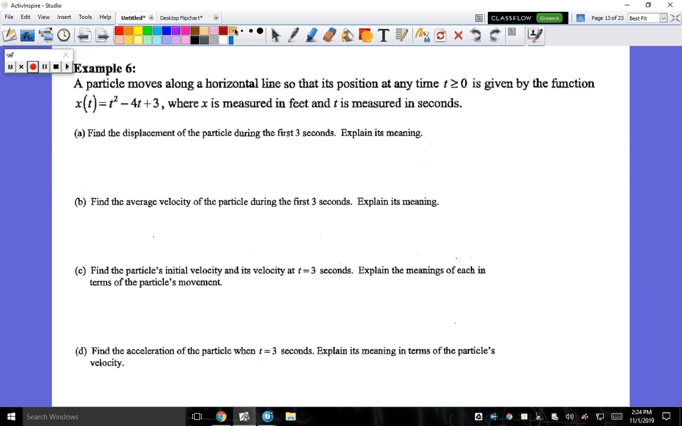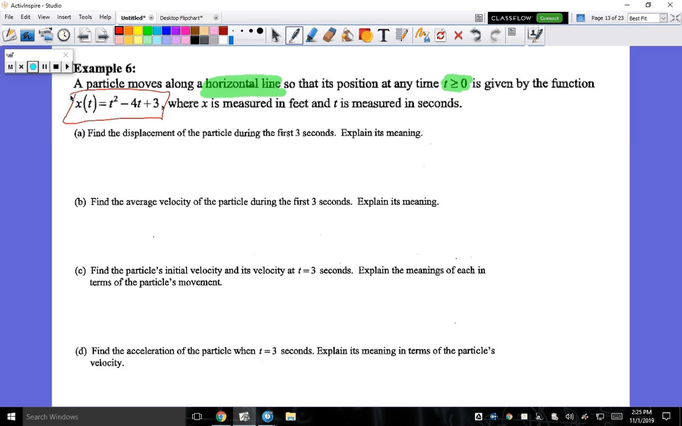Okay, so I'm going to record these individually so that you can see these individually when you go to study for your test. A particle moves along a horizontal line so that the position at any time, and this should go without being mentioned, but they still write it to make sure you understand you're not going to have negative time. It's only positive time. It is given by the function of this, where x is measured in feet and t is measured in seconds.